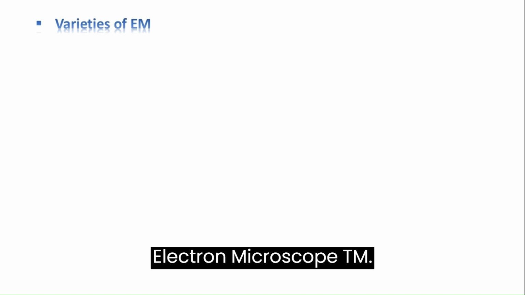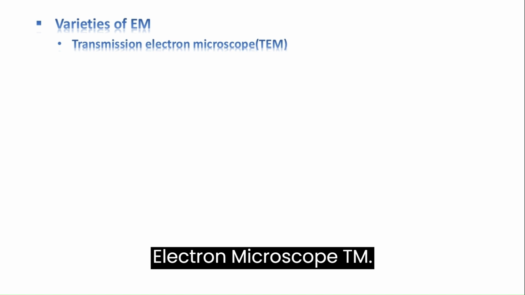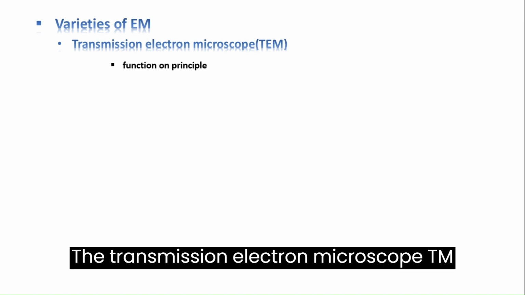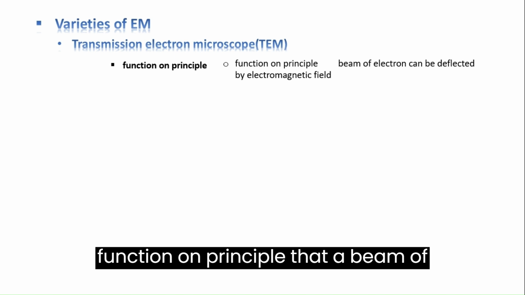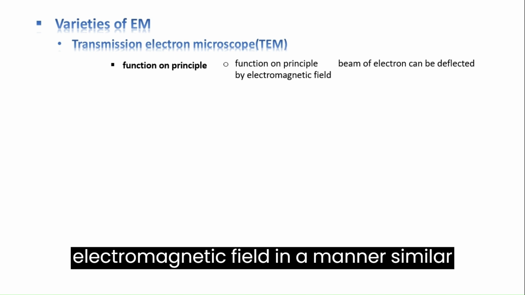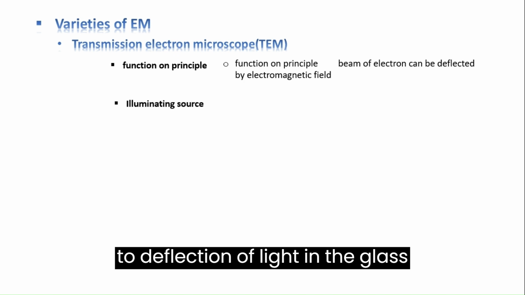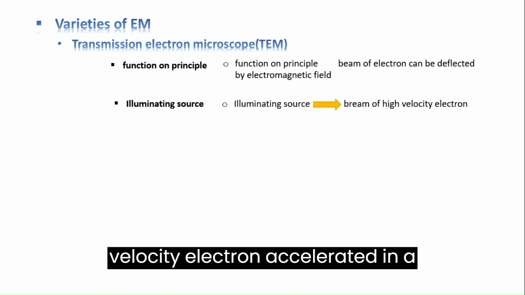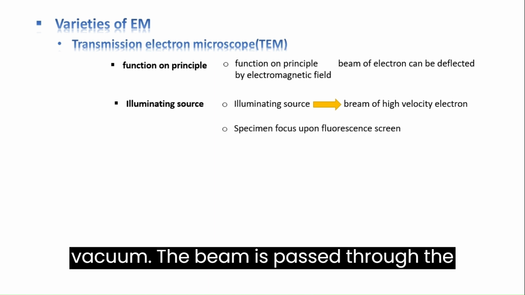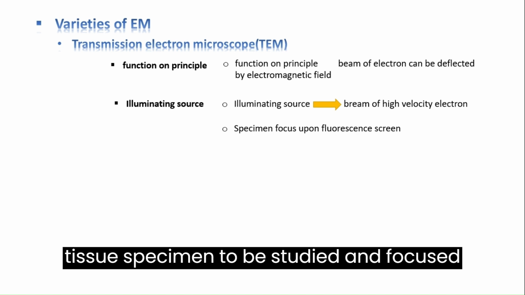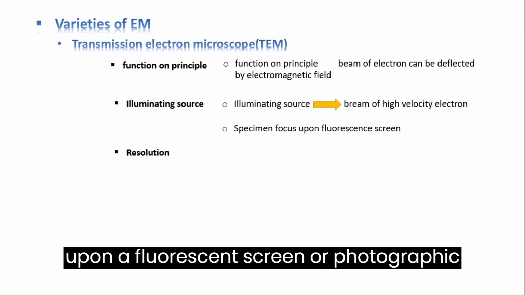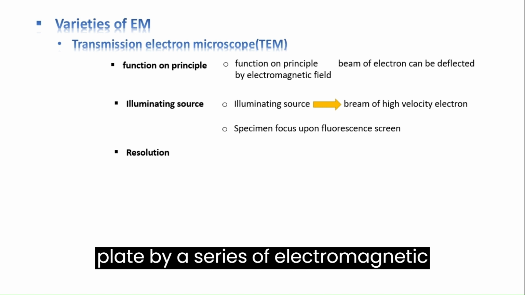Varieties of EM. Two varieties of EM are generally used: the transmission electron microscope, TEM, and the scanning electron microscope. Transmission electron microscope, TEM. The transmission electron microscope functions on the principle that a beam of electrons can be deflected by an electromagnetic field, in a manner similar to the deflection of light in glass lenses. In this microscope, the illuminating source is a beam of high-velocity electrons accelerated in a vacuum. The beam is passed through the tissue specimen to be studied and focused upon a fluorescent screen or photographic plate by a series of electromagnetic fields.